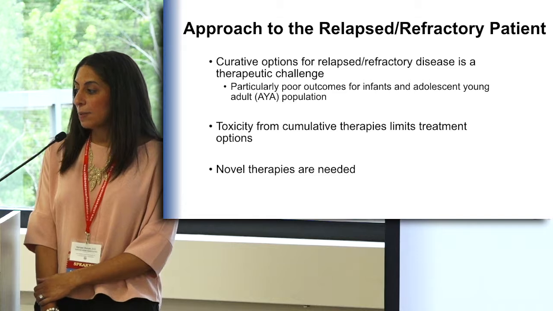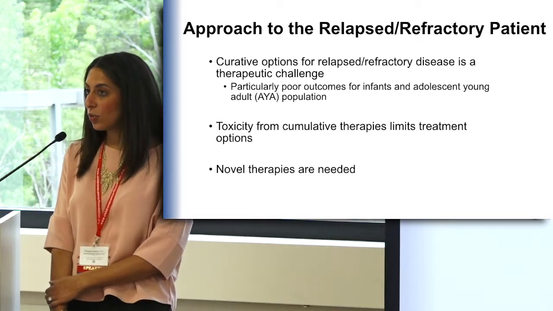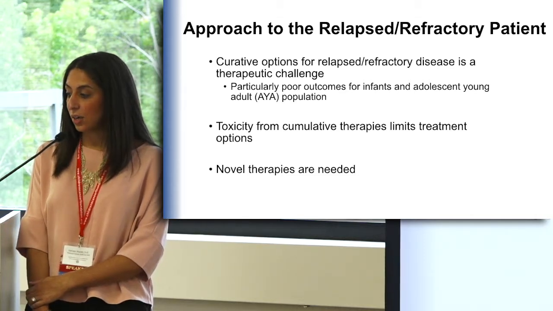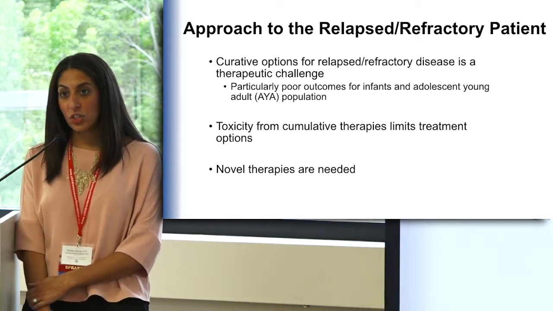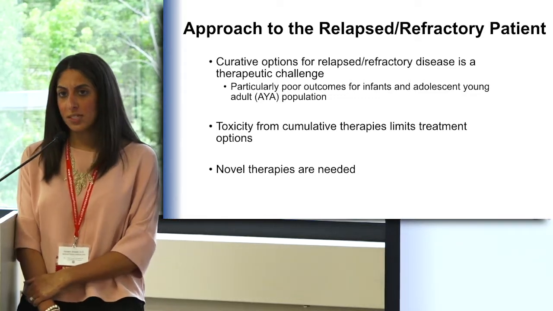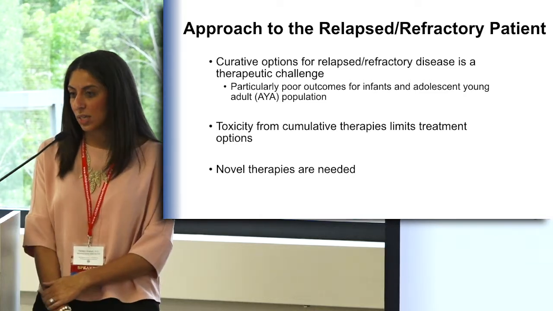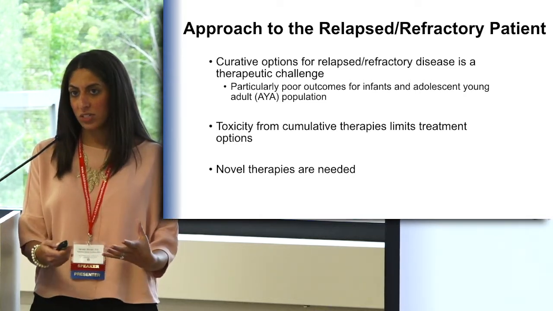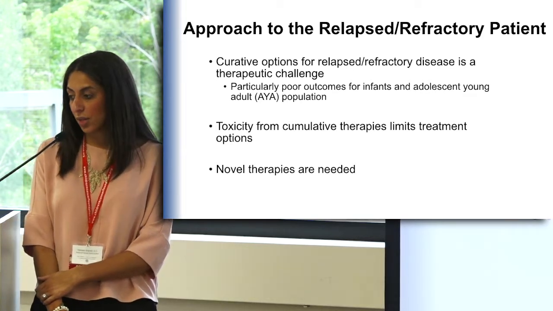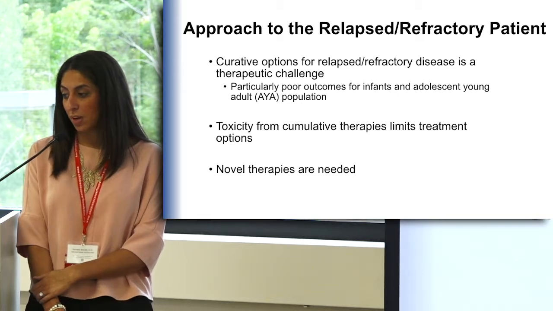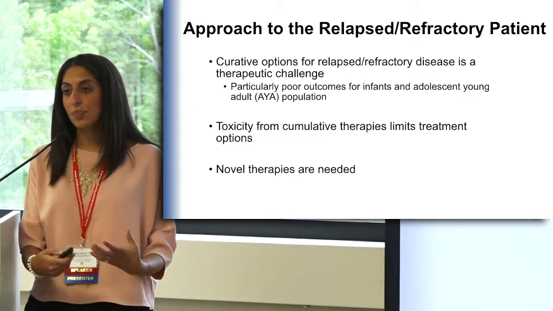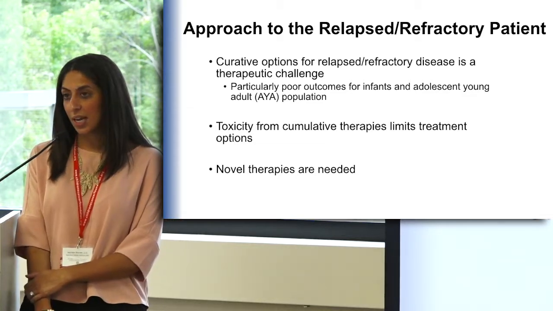So the approach to the relapsed and refractory patient has been generally particularly difficult, especially in the infant and adolescent and young adult population. And with the Children's Oncology Group and Dr. Brown running the study, we've sort of streamlined the process where patients in their first relapse, we have one study that we are trying to filter patients in to receive the immunotherapy blinatumomab in combination with additional standard backbone leukemia therapy in order to try and define what could be best utilized in this relapsed refractory setting.